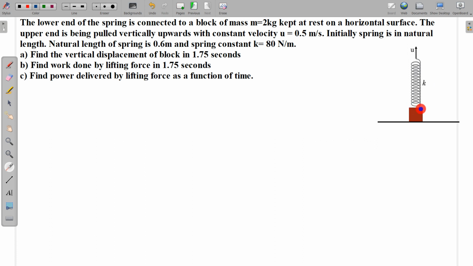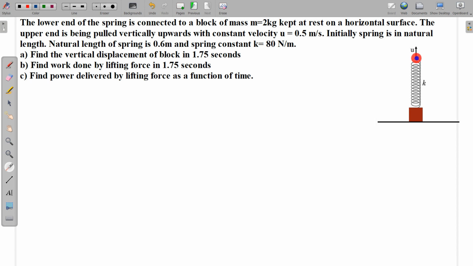This block is lifted when the upward force is equal to its weight, and when the upward force just exceeds its weight, it starts lifting. The critical condition will be that the force applied by this spring must be equal to the weight. After that time it will start lifting. Suppose it starts lifting at some time t = t0. The extension produced in this spring will be due to the movement of this end only. This end will remain fixed till the block lifts from the ground.